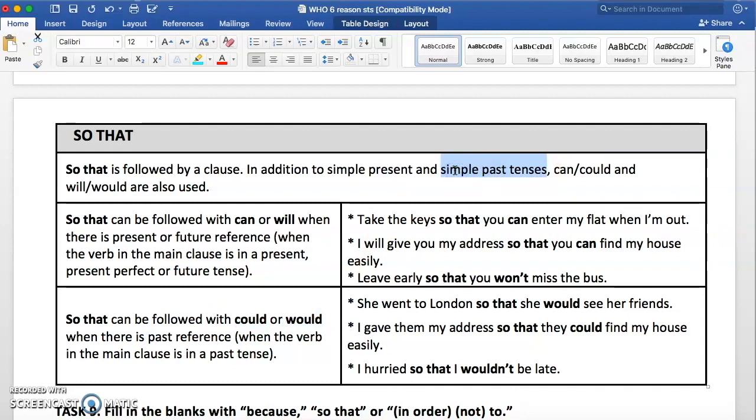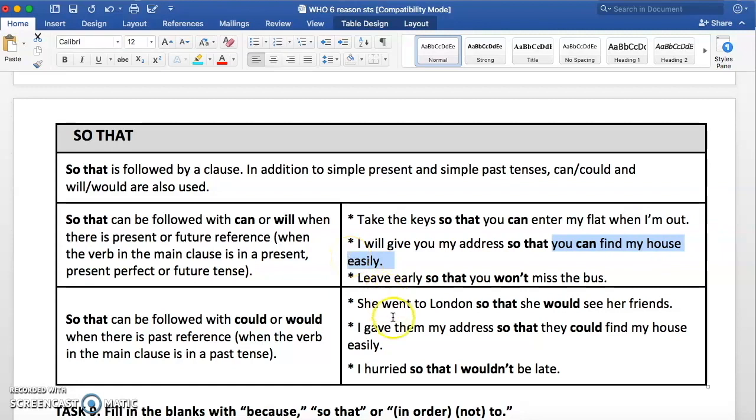Let's look at the example sentences here. Take the keys so that, and then look, a full sentence. You can enter my flat when I'm out. The writer used can because it's a present purpose. I'll give you my address so that, and then look, a full sentence, so it's a clause that depends on so that here. So that you can find my house easily.